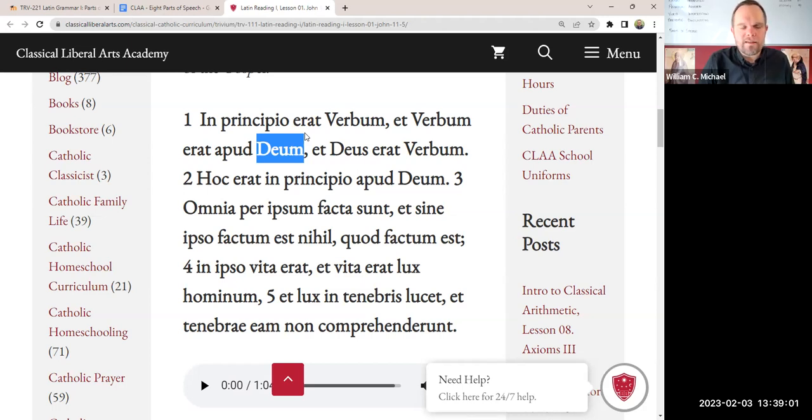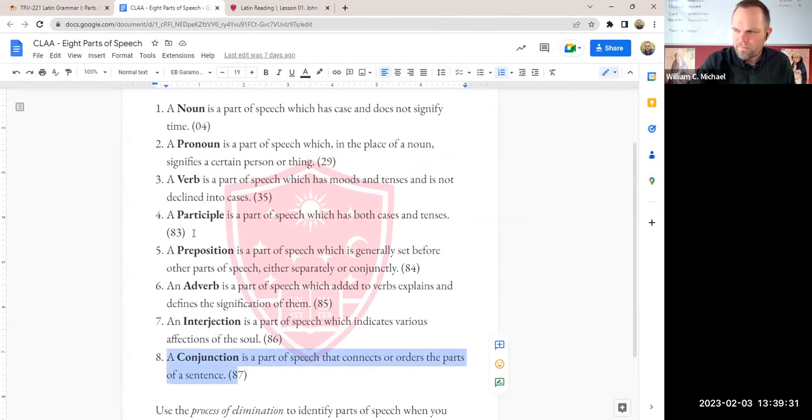What would you find in the dictionary? Who knows what you would actually find? What would you find? Good, deus. Deus is what you would find because deus is the nominative case. Okay, deus is the basic form of the noun and deum is a different form. So if you look up deum in a dictionary, you won't find deum there, and that's a hint that it has different forms. Okay, so it's got to be one of the first four parts of speech.